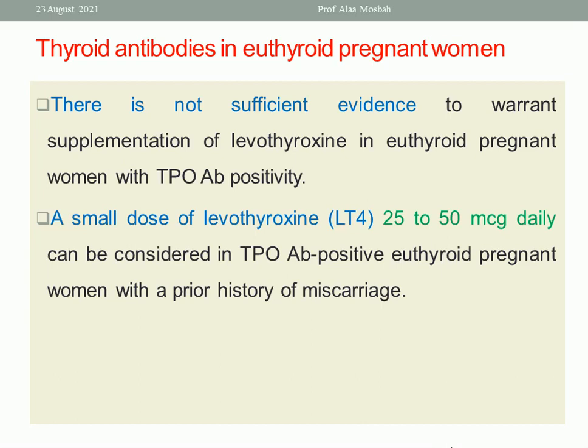So they advise that if the patient has a previous history of miscarriage and she has a positive TPO antibody, and she has euthyroid function tests for the thyroid gland, you can give her a small dose, only 25 to 50 microgram daily. Okay?